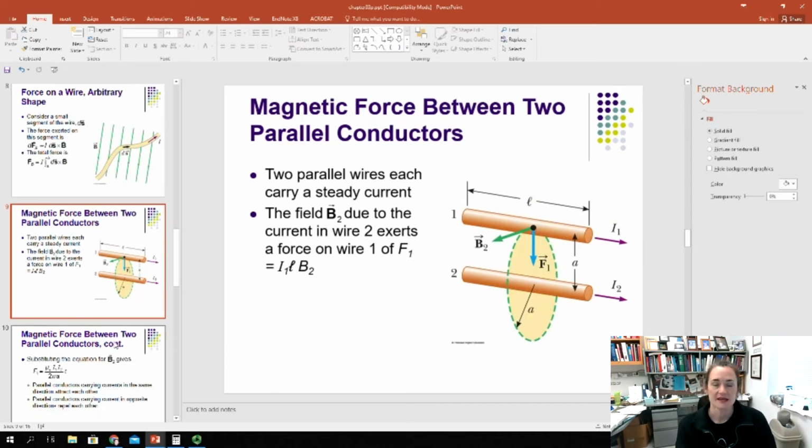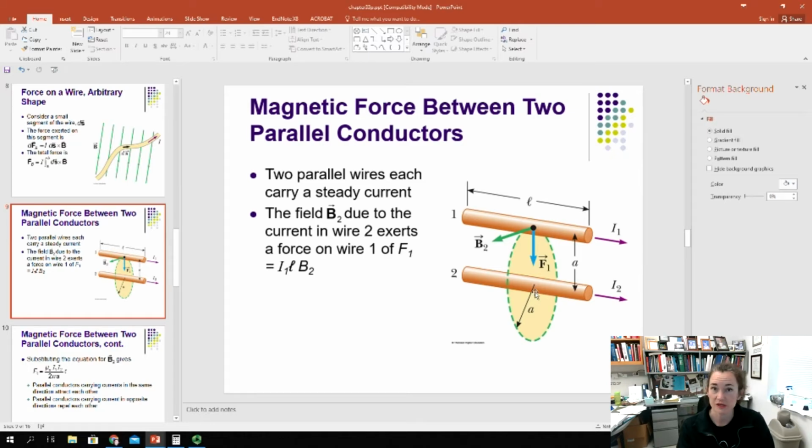Now, let's say that we have two wires, and they're parallel to one another. So here in this drawing, wire 1 carrying some current I1 is slightly above wire 2 that has some current I2. We don't know what the magnitudes are, but we do know that they're traveling in the same direction. Now, wire 2 down here creates a magnetic field.